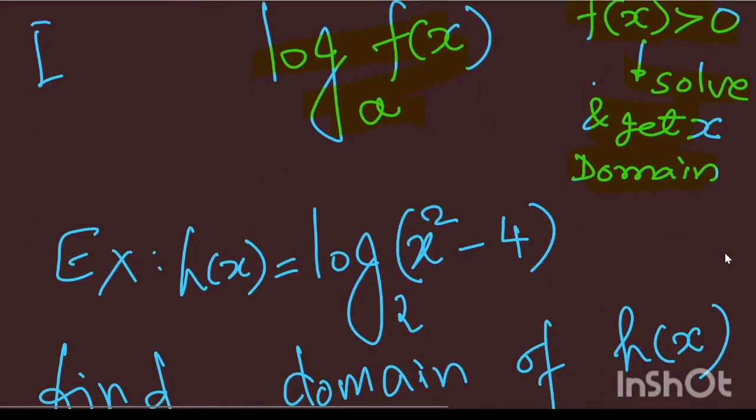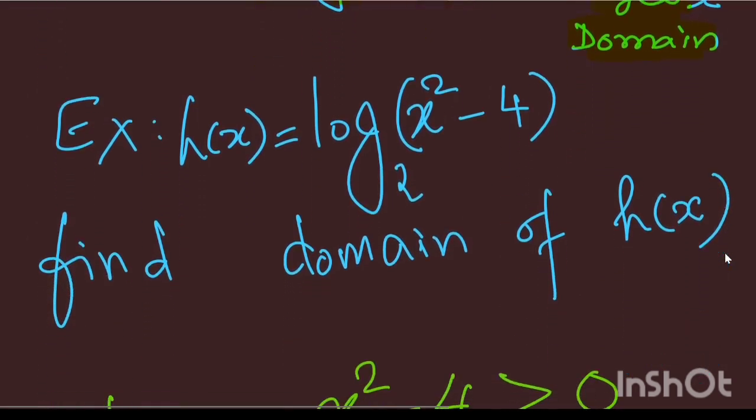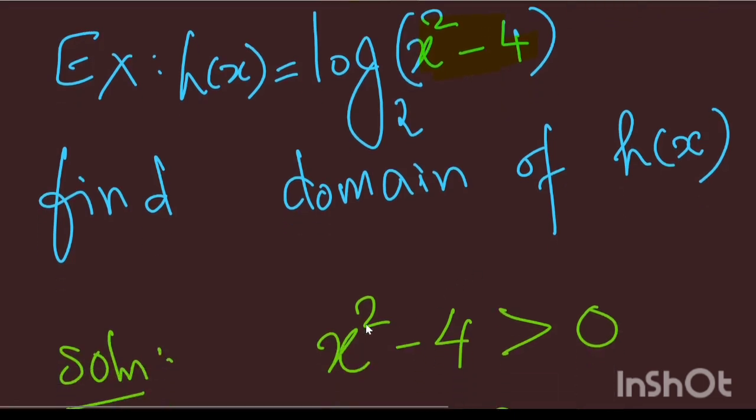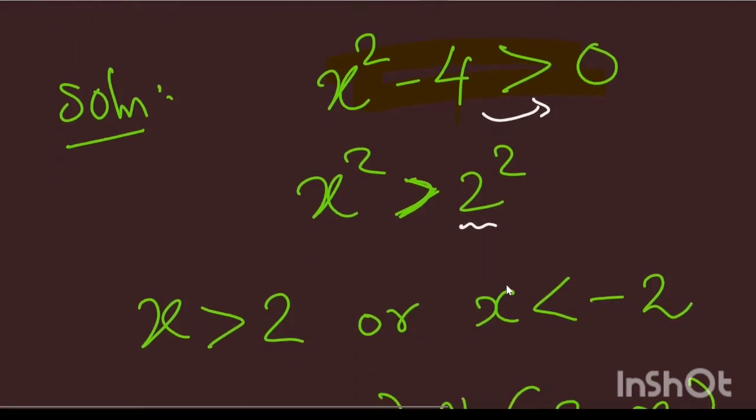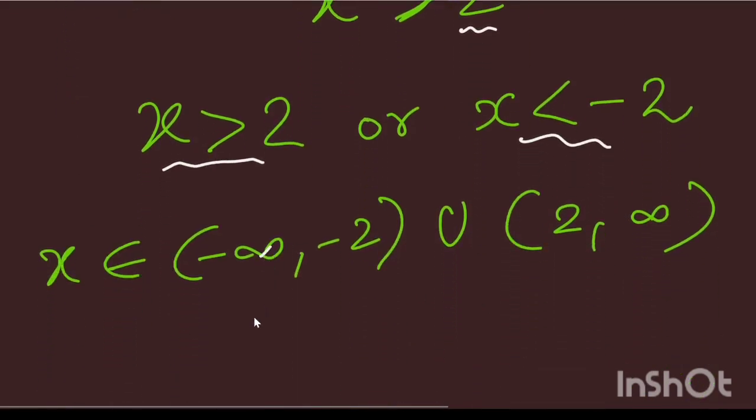Now let's take an example: log of x squared minus 4, find the domain of h(x). Again, for this function, which is x squared minus 4, we need to impose what? It should be positive. That is the domain constraint. Then this 4 will come to this side. It becomes x squared greater than 4, which we can write as 2 squared. Now x squared greater than a squared, from the inequalities we know that it is either x greater than 2 or x less than minus 2, which means this.